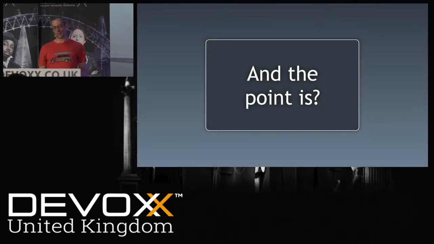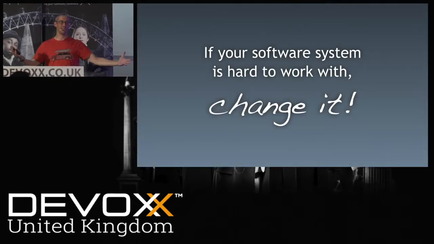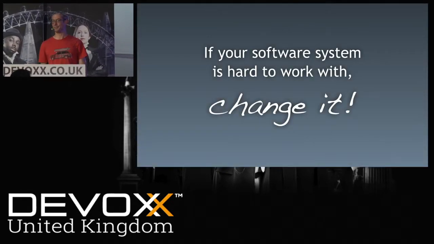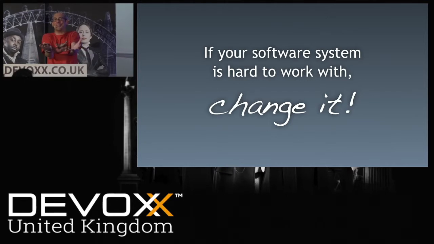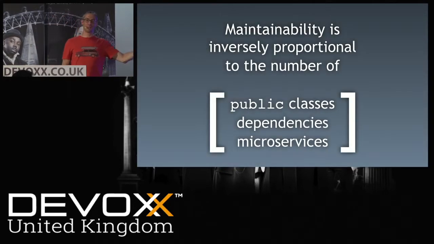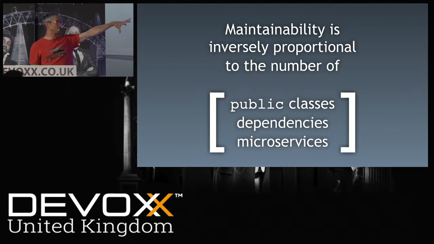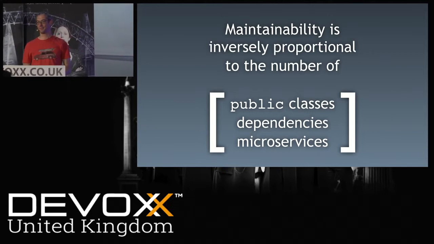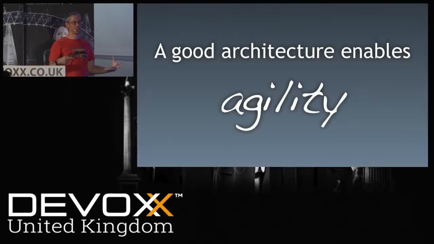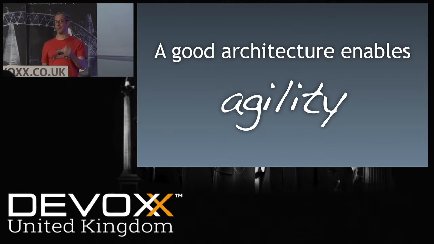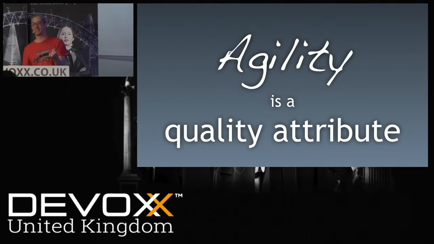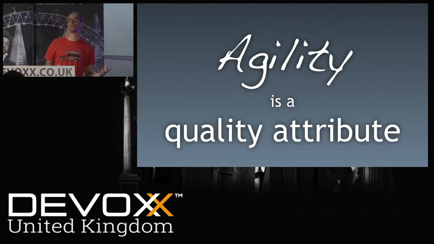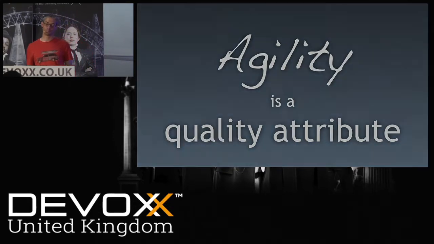Oh yes, good point. What is the point of all this? People moan at me that their systems are hard to work with. Well, change them. Right? You own that responsibility. And the maintainability of a system is inversely proportional to a bunch of things, especially things like public classes. I think a good architecture actually gives you agility. So if you want to move fast, if you want to react to change, you need to create a good architecture. And agility is a quality attribute. It's a non-functional requirement that we need to take into account.